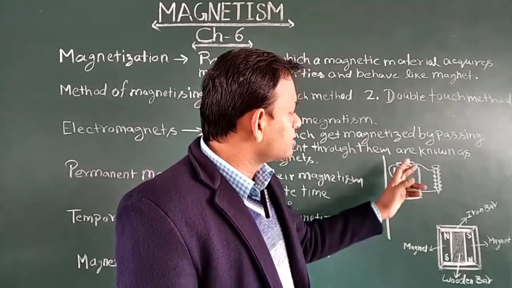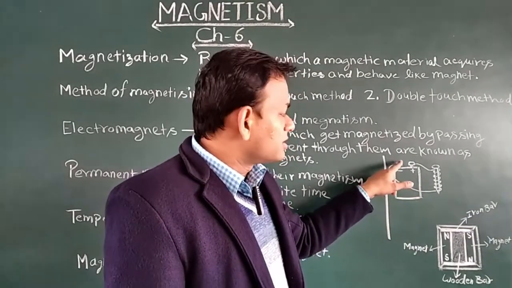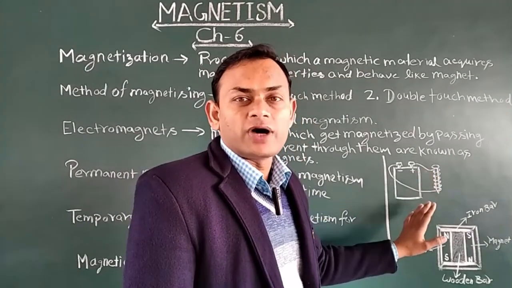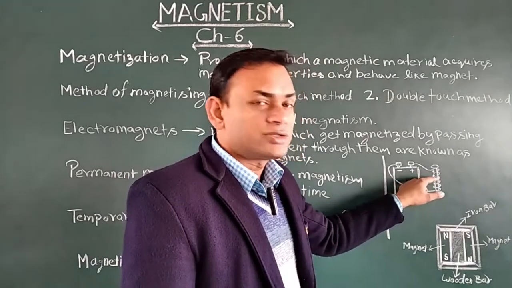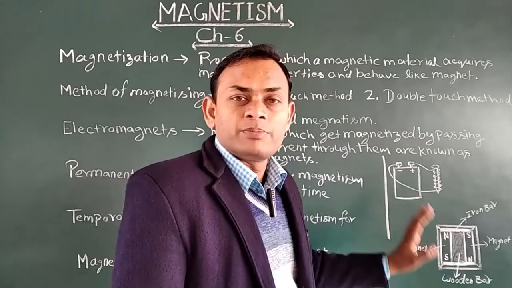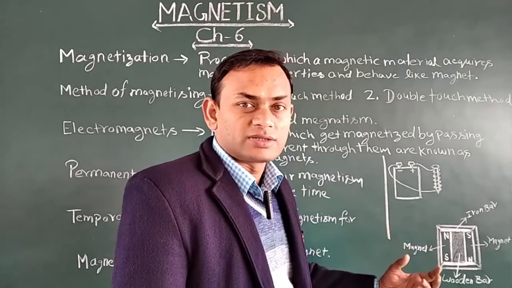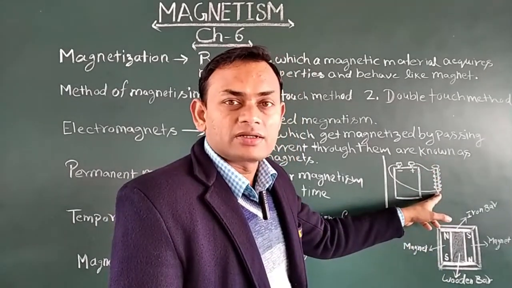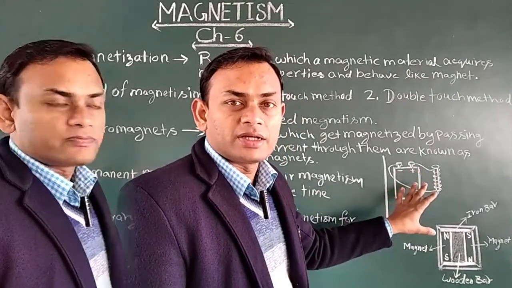When we connect the two ends of the copper wire with the battery, what happens? The current starts flowing around this nail through this wire, and as the current flows, this nail starts behaving like a magnet and starts attracting other magnetic material towards itself. So at this time this nail is an electromagnet. Got it? This is called the electromagnet.